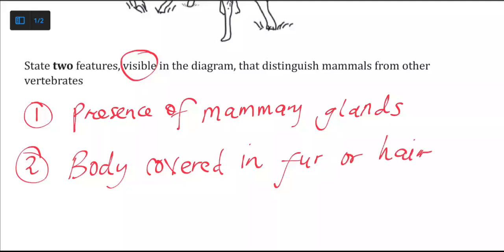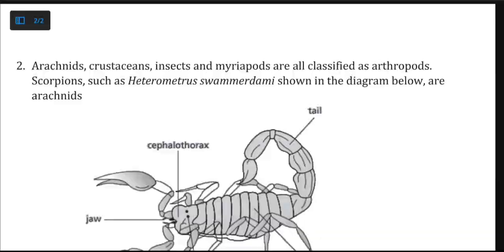Are these the only features that we are able to see? Yes, because we are able to see those. The rest, like having a four-chambered heart, we can't see the heart there. The other one is warm-blooded, we cannot see that. So these are the two visible features. Of course, there can be others that can be seen from there. Okay, we can now proceed to question two and see what the question two has for us.